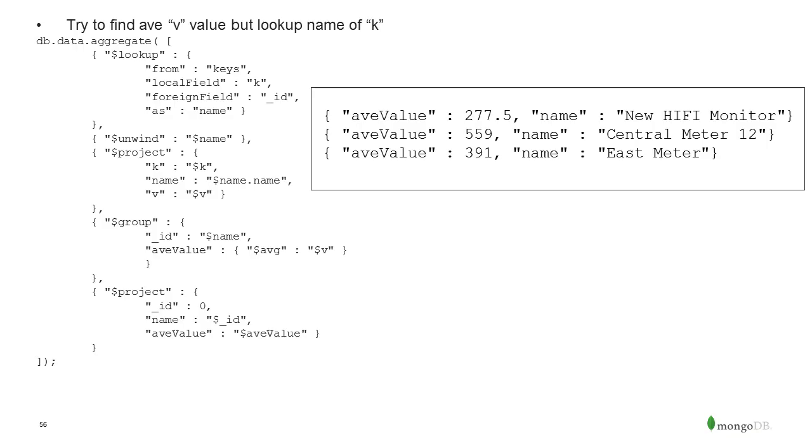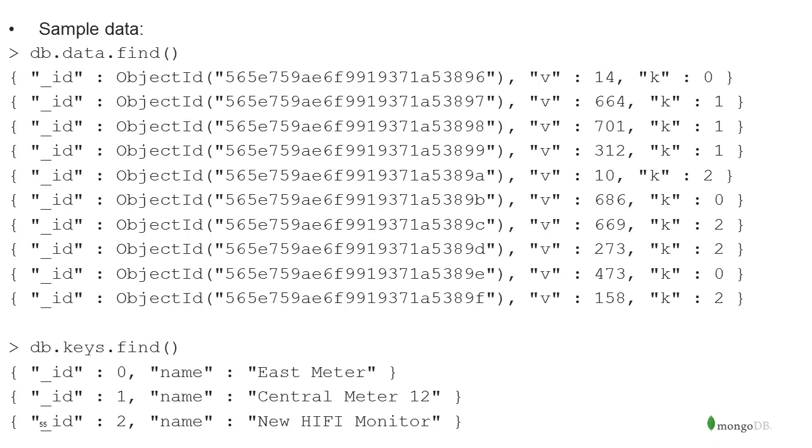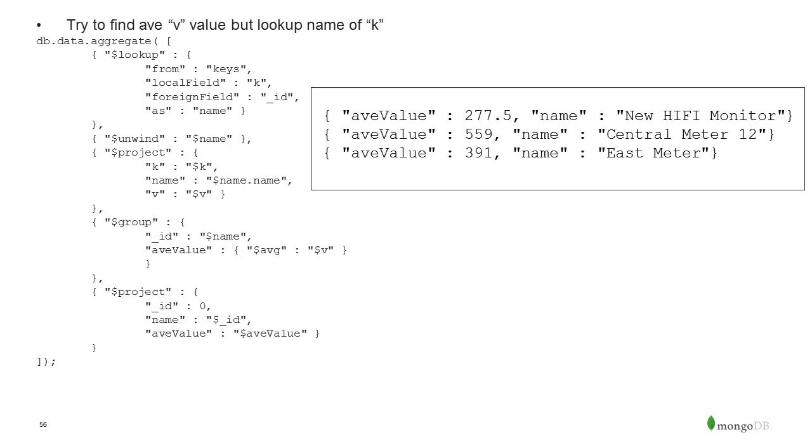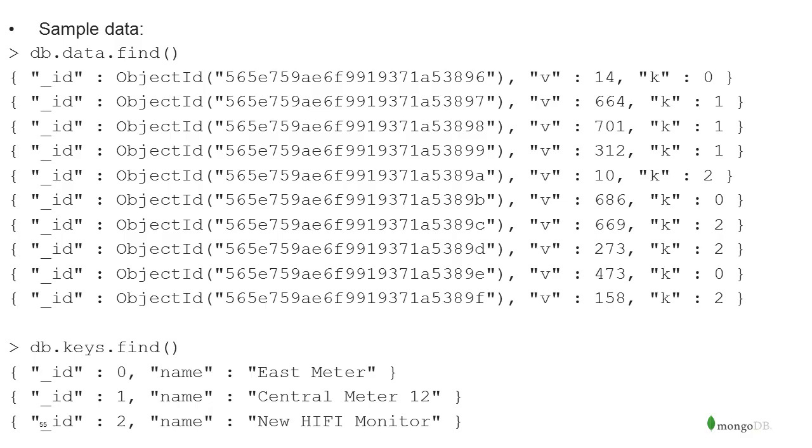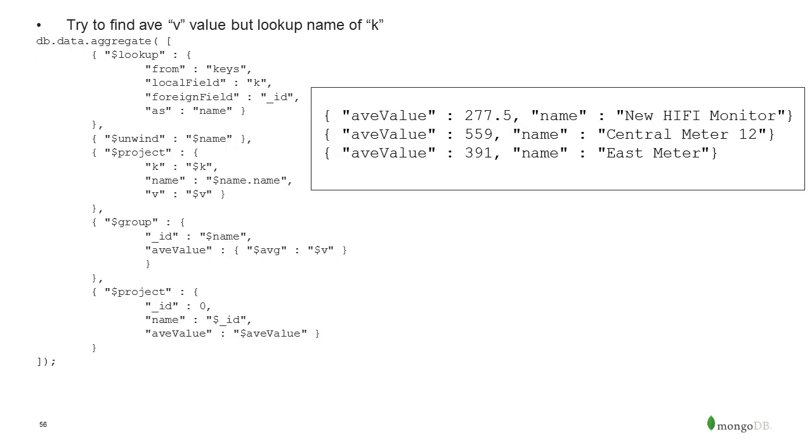I'll talk through this example quickly. Here's a $lookup, and I'm saying I want to go into the keys collection. I want to take the local field k, which is the k on the input here, and map that to the _id field in the keys collection. So jump back here: I want to match the 1 to the 1 over here. And then I want to unwind on name, because I'm going to return those back as a name value, and if we unwind that, because that's going to come back as an array.